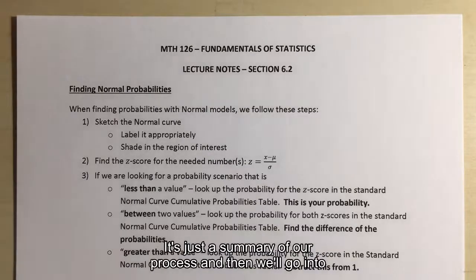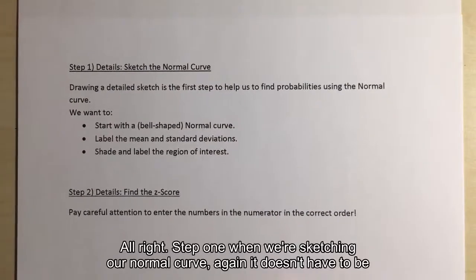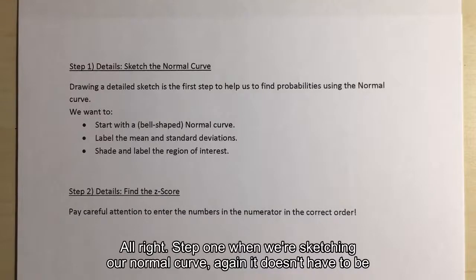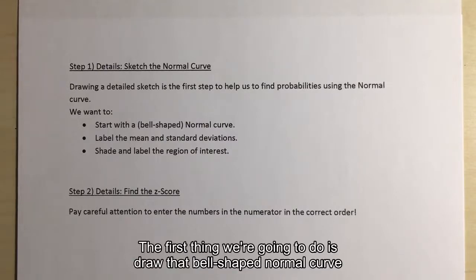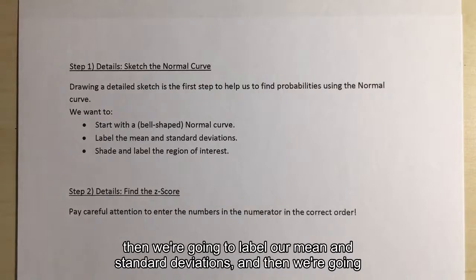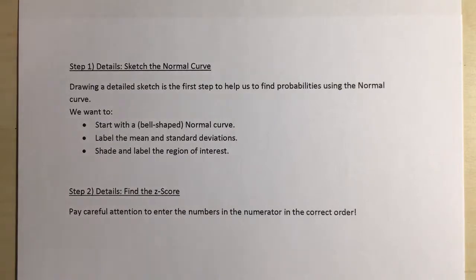So this is just a summary of our process. Then we'll go into a little bit more detail in our steps, and then we'll go through some examples. All right, so step 1, when we're sketching our normal curve, again, it doesn't have to be a fancy picture, but we do want some details on it. The first thing we're going to do is draw that bell-shaped normal curve. Then we're going to label our mean and standard deviations, and then shade and label the region of interest. So that's our first step.